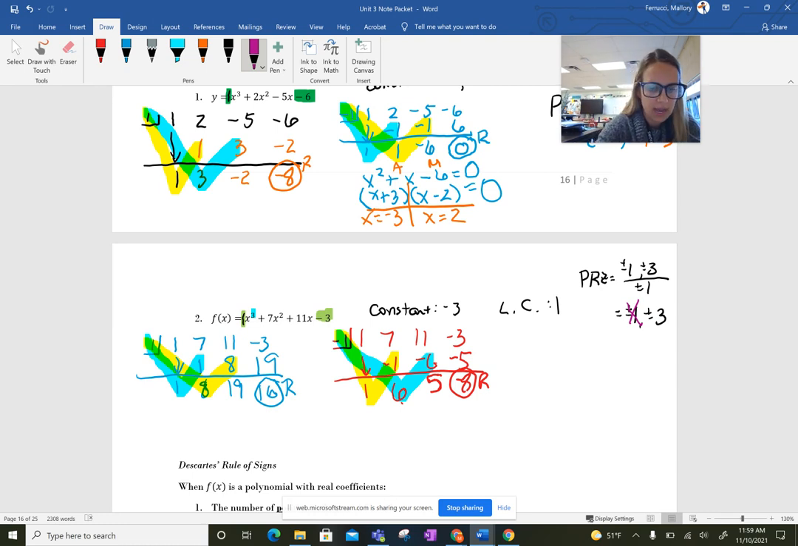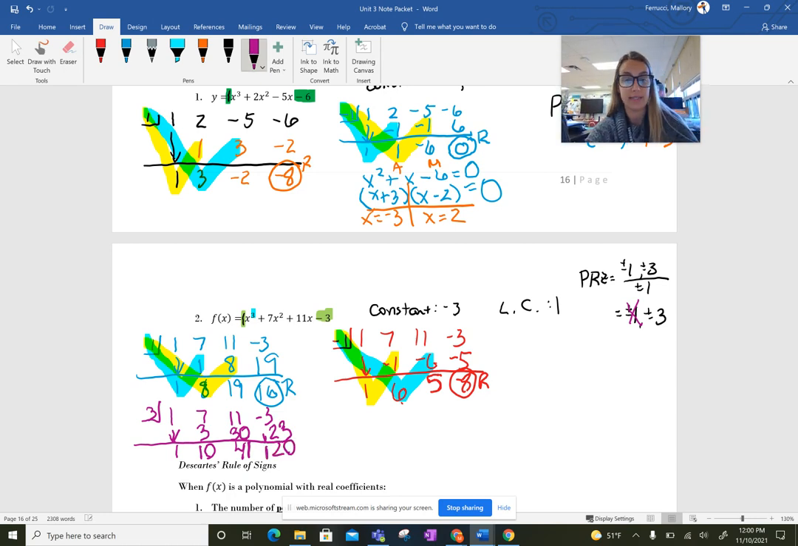Okay, let me try a +3. Okay, so I have 1, 7, 11, and -3. So I drop this down. I get a 1. Multiply, you get a 3. You get 10. Multiply, you get 30. This isn't looking so good either. Combine, you get 41. We can clearly see this is not going to work. And you get 120. Okay, so that didn't work either.